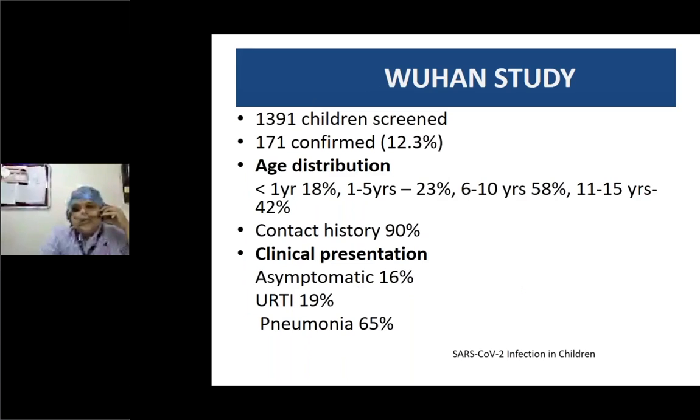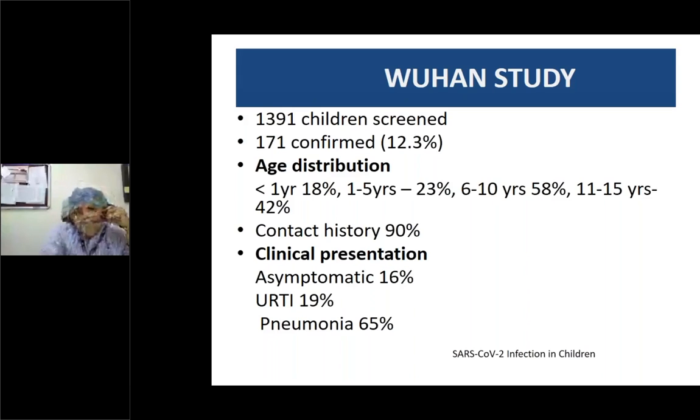In a study from Wuhan, of the 1,391 children who were screened, 171 were confirmed to have coronavirus disease, as evidenced by positive RT-PCR for coronavirus nucleic acid. And as you see, the predominant age groups affected are about 6 to 8 years and 11 to 10 years. Generally, children more than 10 years are at risk of developing the coronavirus infection. And the majority of them had a positive contact history.